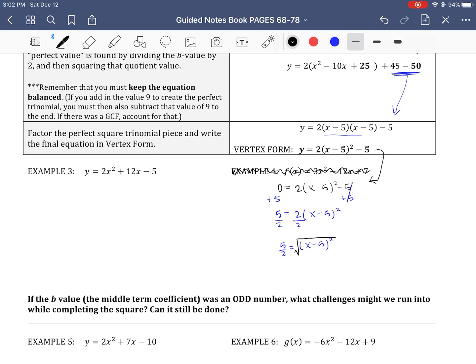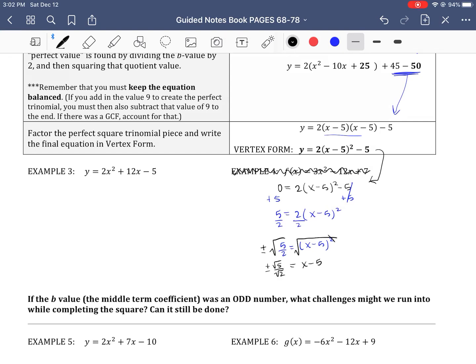To get rid of the squared, we square root this side. And if we square root one side, we must square root the other side and not forget the 2 possible solutions. From there, on this right side, we got rid of that square, so we have x minus 5. And on the left side, we have plus or minus the square root of 5 over 2.